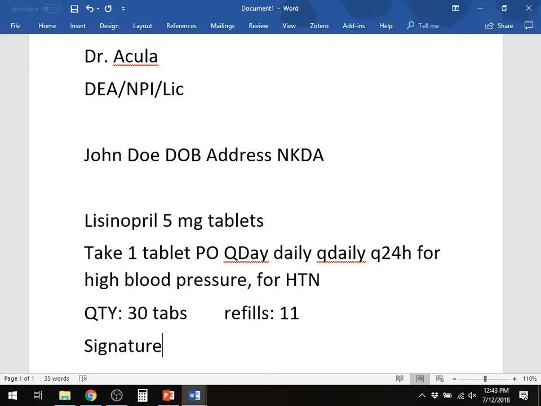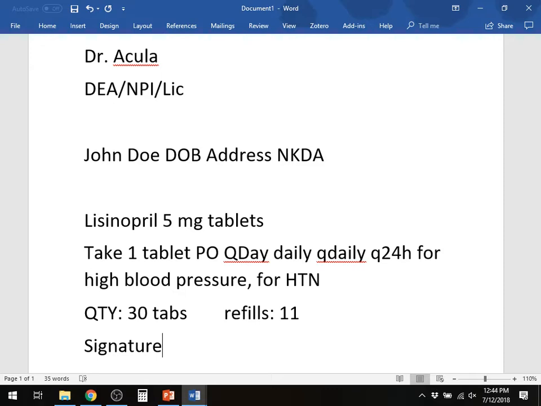So what you can actually do is write 3 different scripts, and you can write on there, do not fill until 1 month from now, do not fill until 2 months from now, on the specific dates. That way they'll have 3 scripts, and they can take each one back to the pharmacy and have those filled one at a time. So that's one way you can get around that. But generally, no more than 90 days worth for a C2.